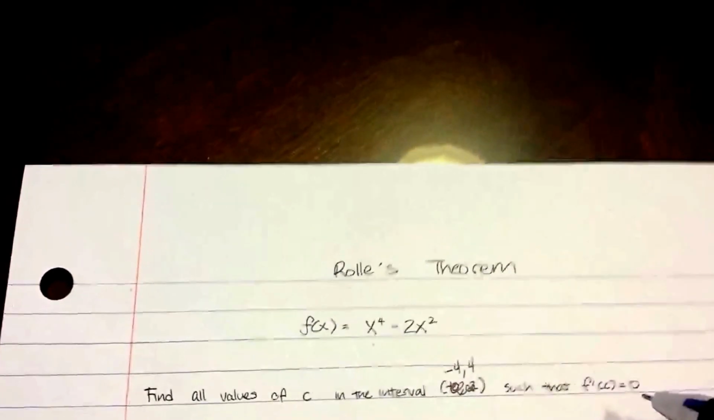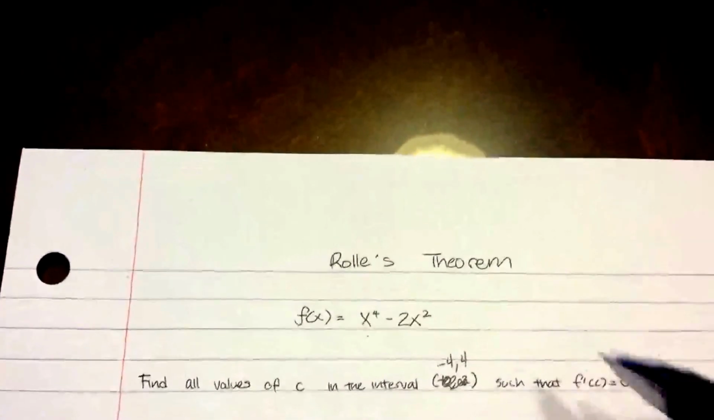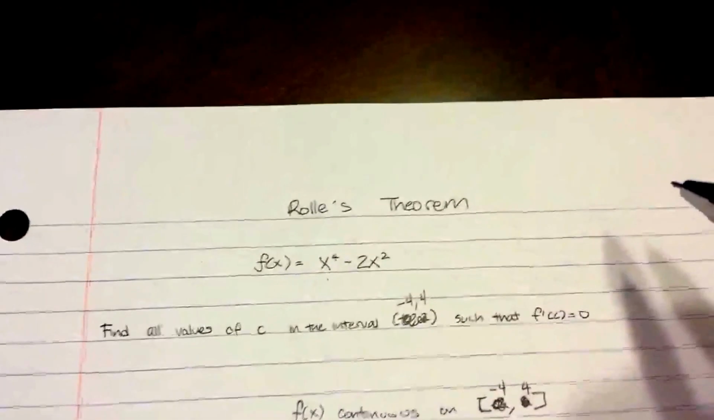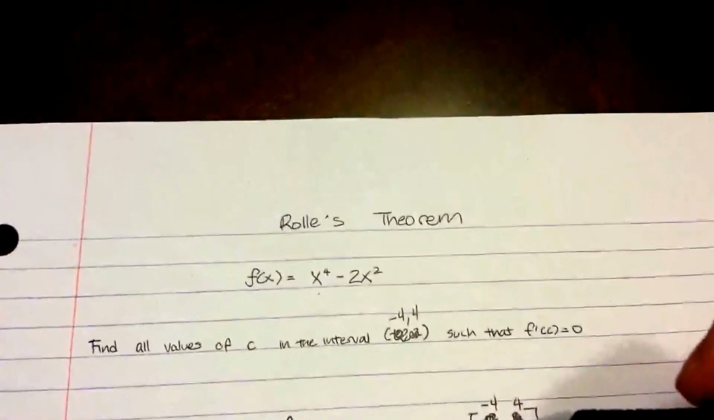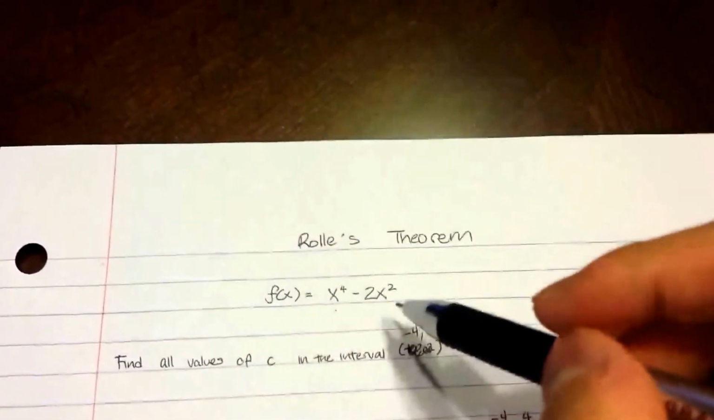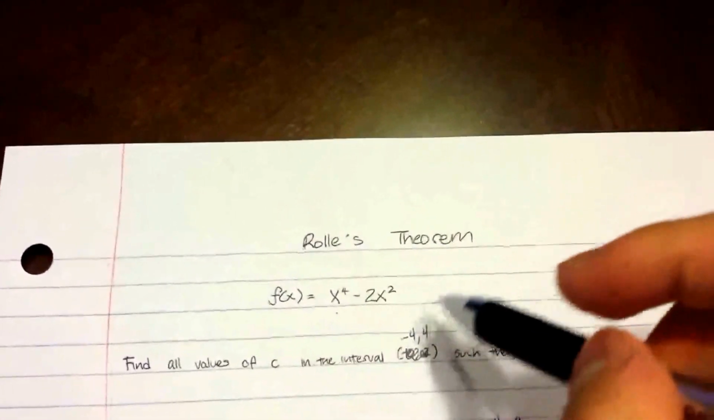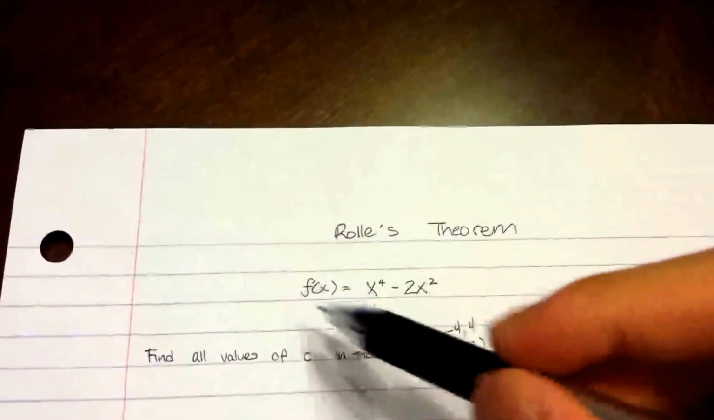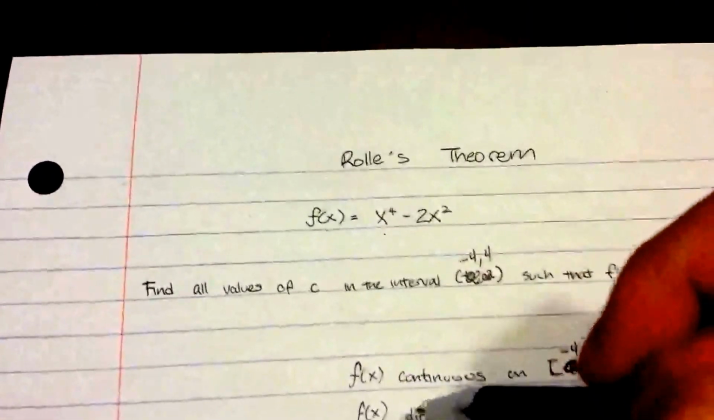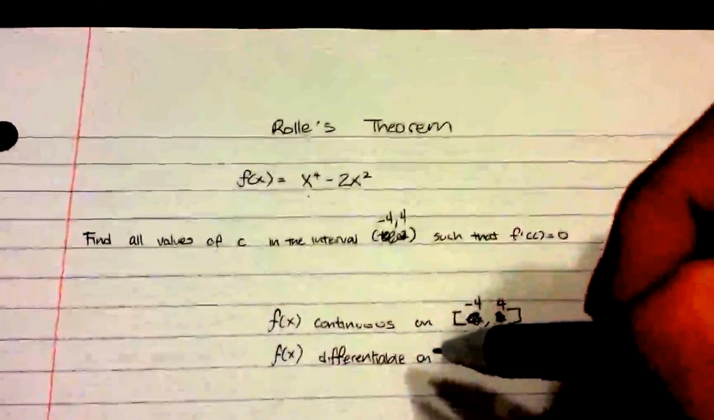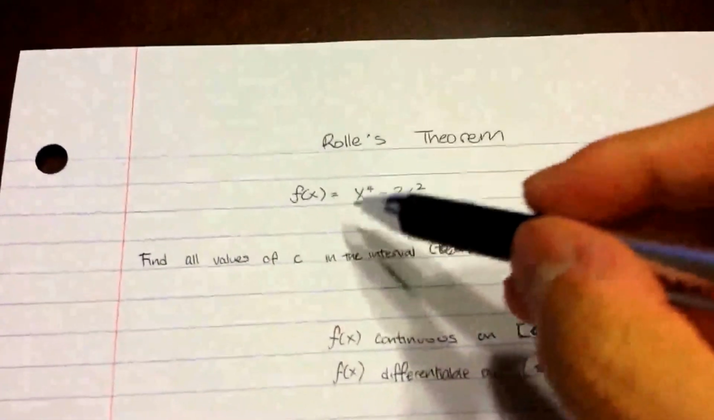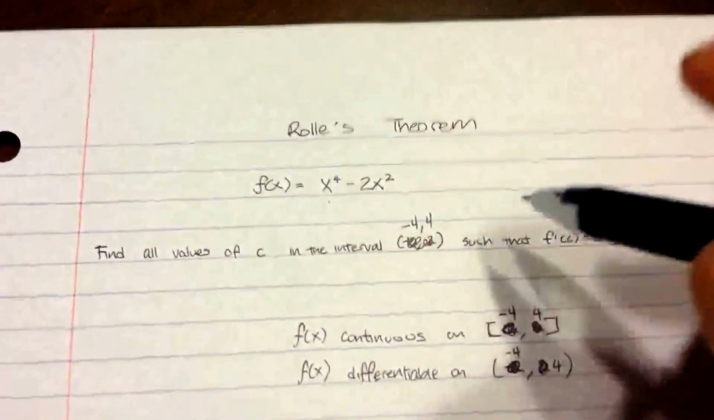Before we start, there's three conditions that must be met for us to use Rolle's theorem. The first is that f of x is continuous on the closed interval of -4 to 4. And we know that's true because this is a polynomial, and we know that all polynomials are continuous. And also, on that same line of thought, we know that f of x is also differentiable on -4 to 4 on an open interval because, again, this is a polynomial.